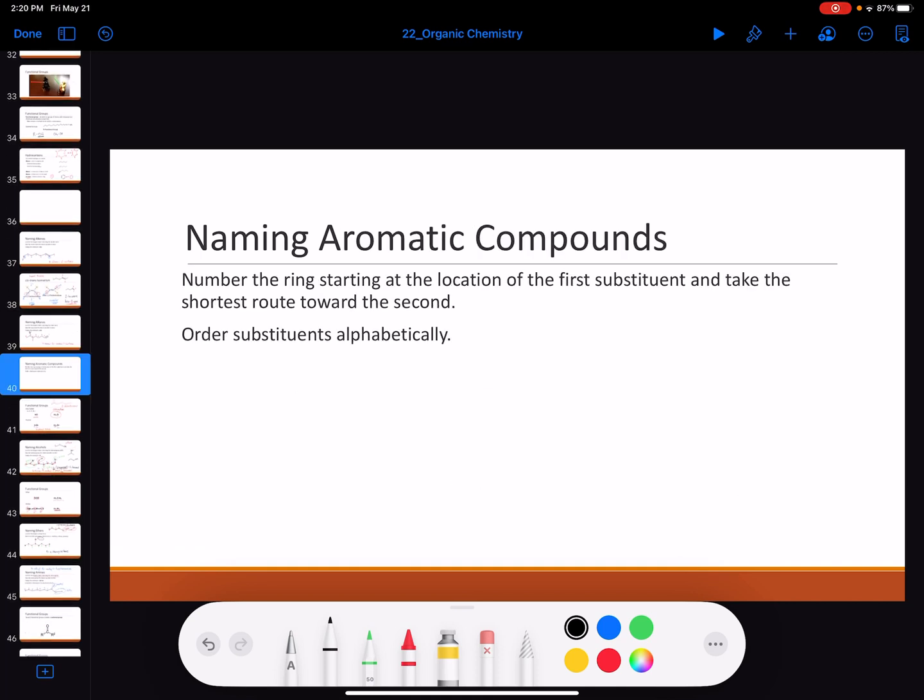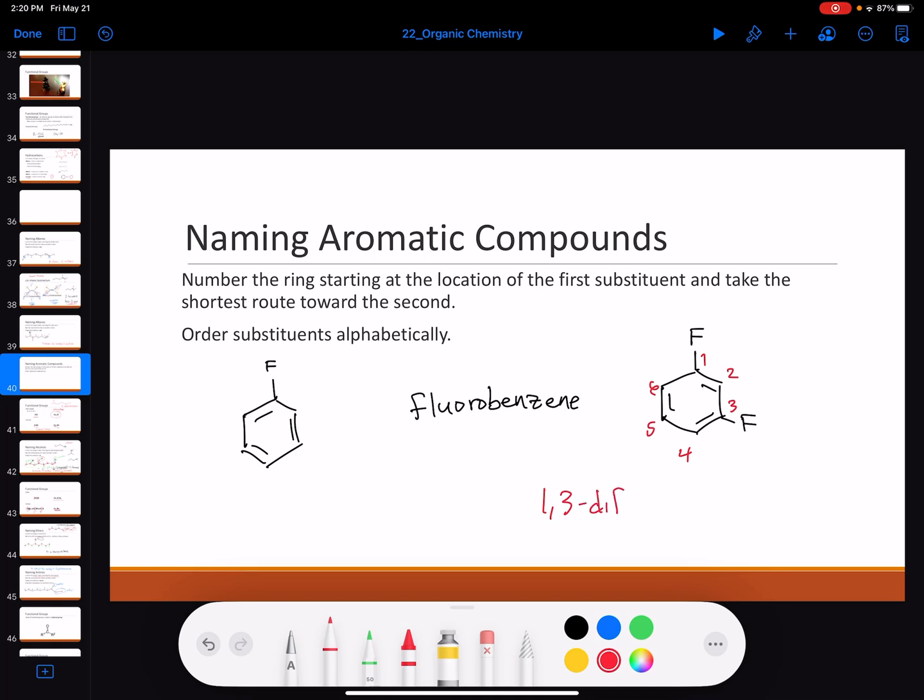Now what about aromatic compounds? Remember, that's where we have a benzene ring, something like that. What I would do is just say, you know what, this is going to be fluorobenzene. If I had two substituents, then let's call this one 1, this one 2, 3, 4, 5, 6. I would call that a 1,3-difluorobenzene. All right. Pretty easy, right?